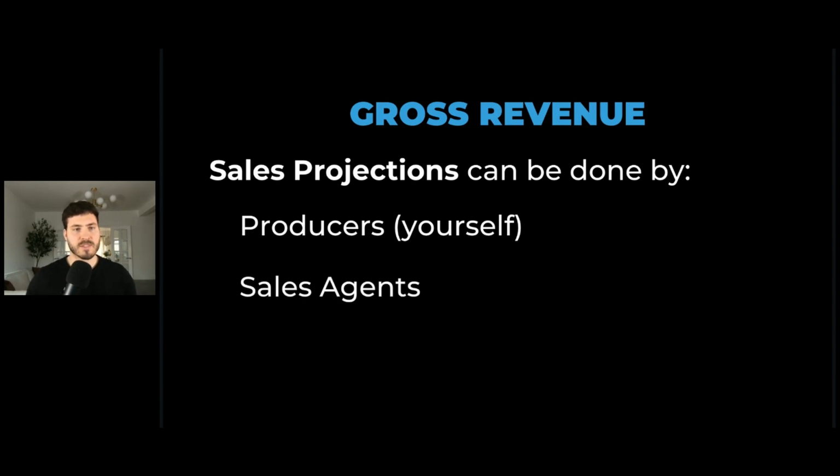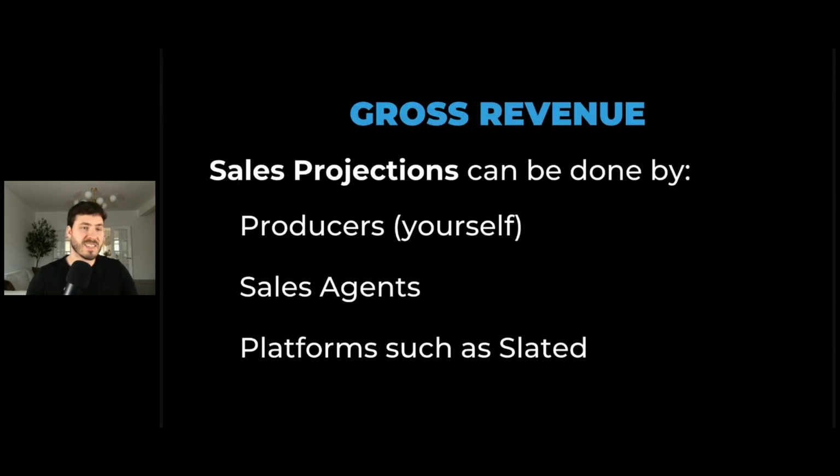Now, you can also have sales agents do that. This tends to be the preferred option for most private investors because if it is a sales agent with a good reputation, they know they can trust those figures. And there are also a ton of different online platforms such as Slated, where you can also find your sales projections. Now, these always will be estimates. They will just be projections, but they will give you a good idea of exactly how much your film could potentially make, which is something that private investors definitely want to see.